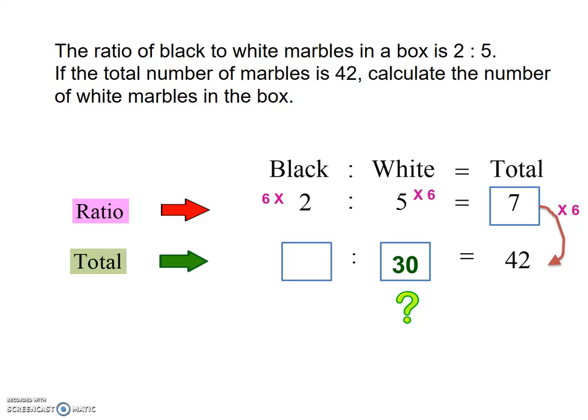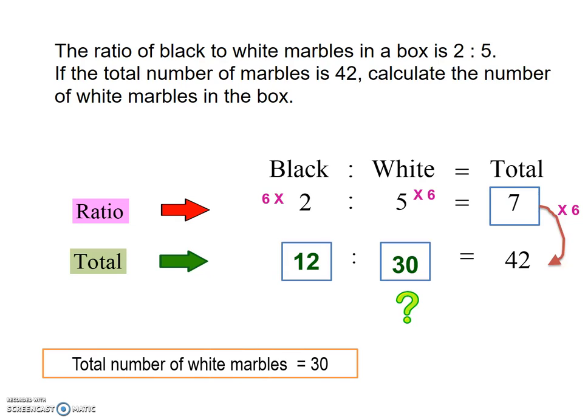And the question didn't ask you about black marbles. However, if you still want to find the total of black marbles, you will do the same, which is the ratio 2, you're going to multiply by 6, which at the end will give you 12. Can you see now? If you add the 12 and 30, it will give you 42. So the total number of white marbles is 30.